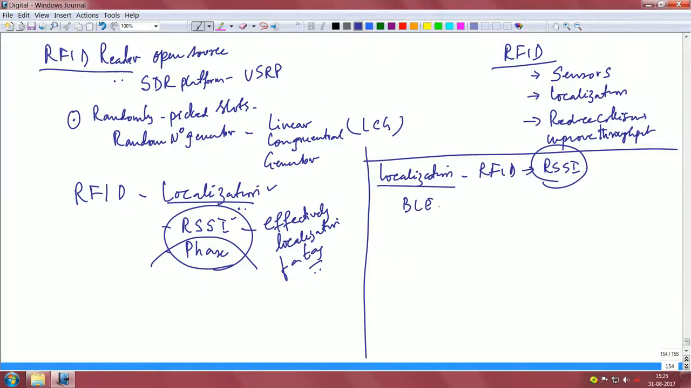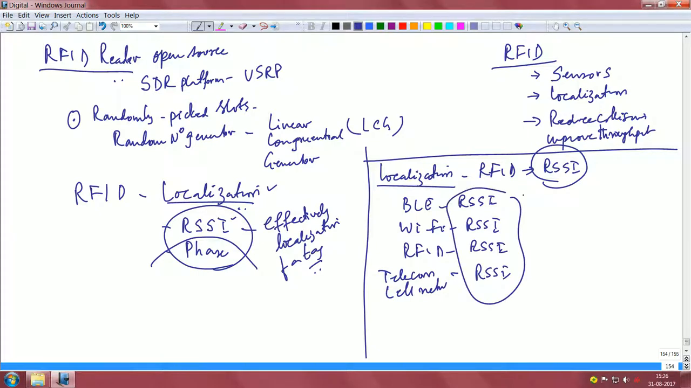In general, this RSSI is available on almost all types of radios. BLE, Bluetooth low energy, can give you RSSI. Wi-Fi can throw some information about RSSI. RFID, again RSSI. Cellular networks, essentially the telecom networks, also give you RSSI. So there is something about this received signal strength which you can exploit, and try to see whether you can roughly do some sort of localization. I will also tell you what the limitations of RSSI are, with respect to going in for superior methods which use phase as a possible signature for purposes of localization.